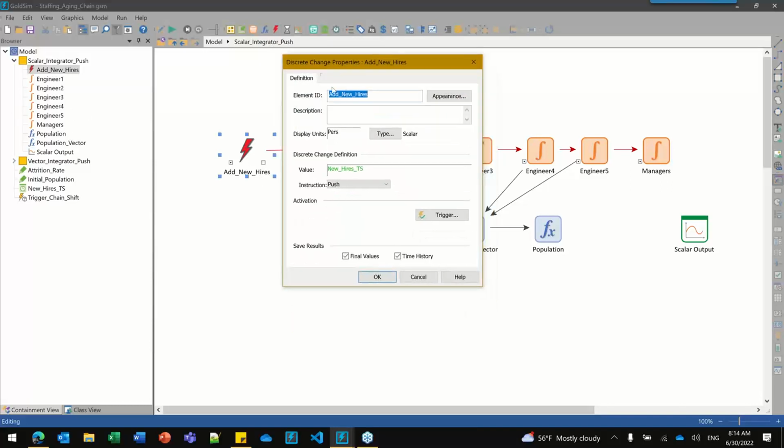And the discrete change element allows you, similar to all the other elements, to define a unit. In our case, we are using this unit called PERS. I don't think that needs to be capitalized. I think it's by default not capitalized. If I right click and go to units, and by the way, capitalization is not enforced in units.